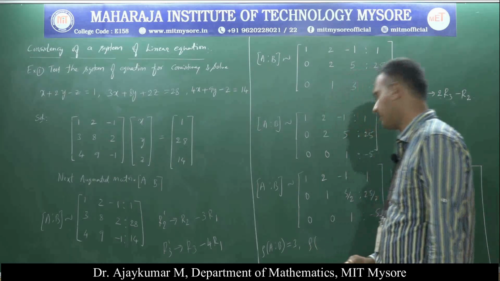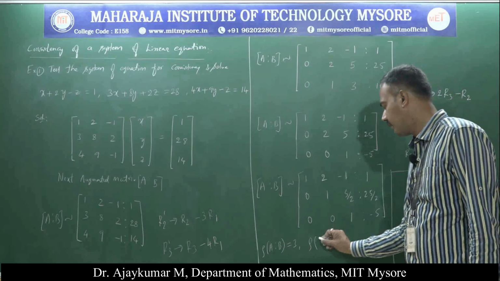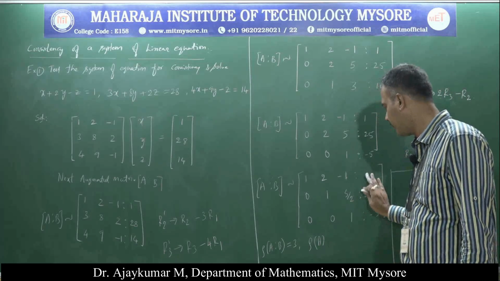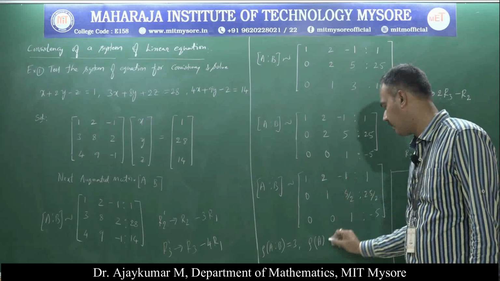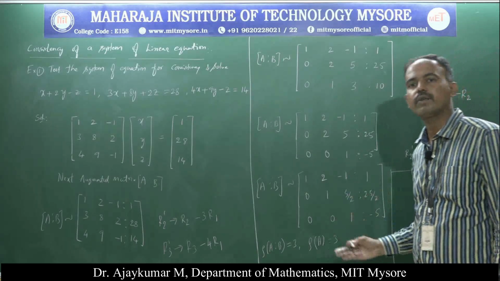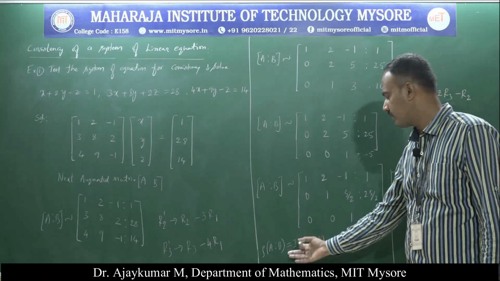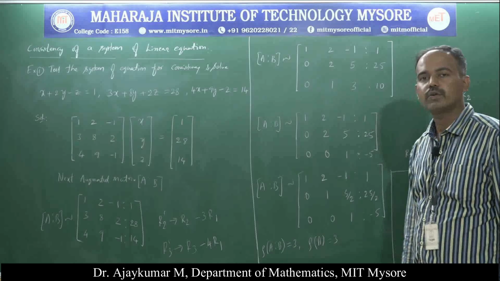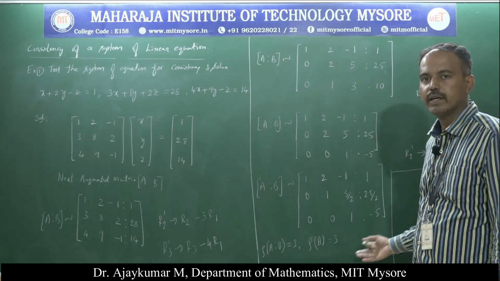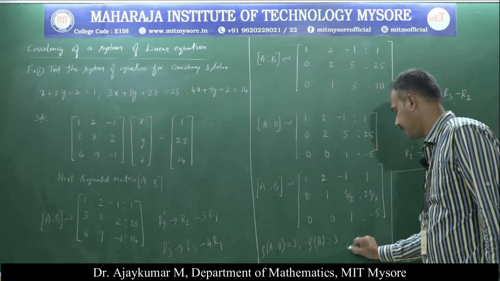Next, the rank of the matrix A. Concentrating only on the matrix A here, that one is also 3. Now all of you already know that if the rank of the augmented matrix is equal to the rank of the coefficient matrix A, then the given system of equations is consistent.